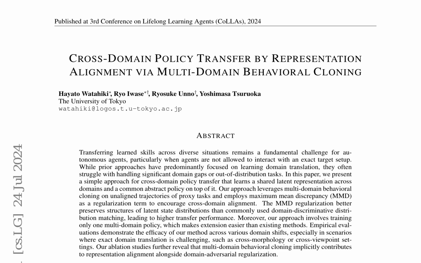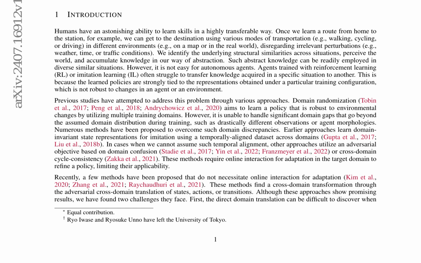The approach leverages multi-domain behavioral cloning on unaligned trajectories of proxy tasks and employs maximum mean discrepancy, MMD, as a regularization term to encourage cross-domain alignment. The MMD regularization better preserves structures of latent state distributions than commonly used domain-discriminative distribution matching, leading to higher transfer performance. The method involves training only one multi-domain policy, which makes extension easier than existing methods.